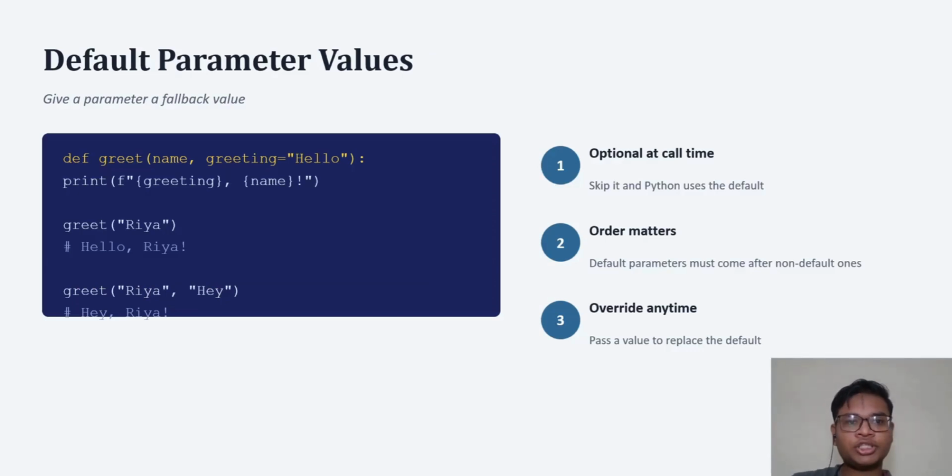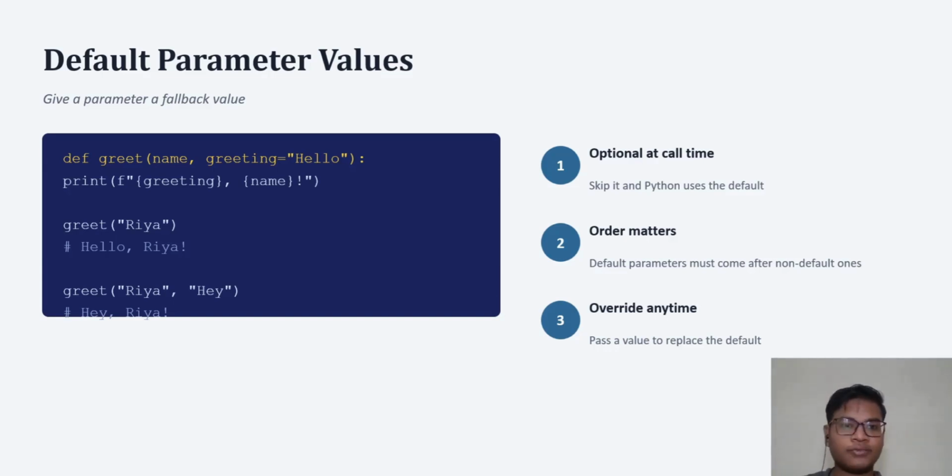Okay. Now let's move forward and talk about the most important thing, the default parameter values. What does it mean? That is a very important topic. It gives a parameter a fallback value. When we create a function and you want to give a parameter a value, that is optional at call time. So here are the three most important things.